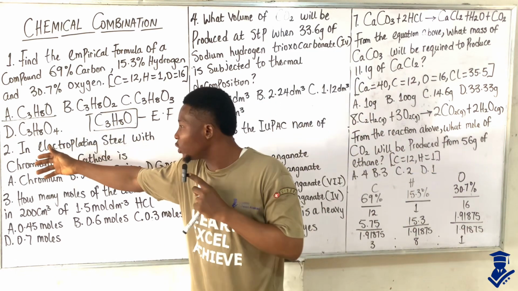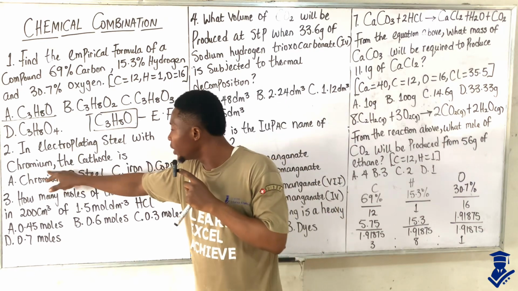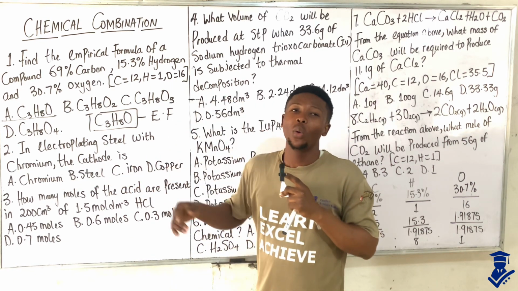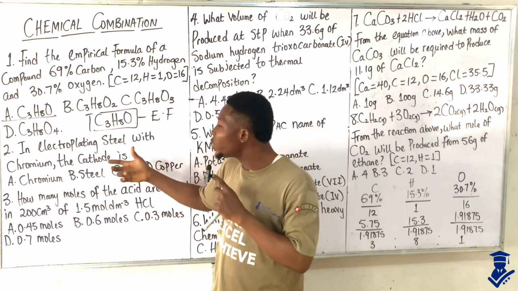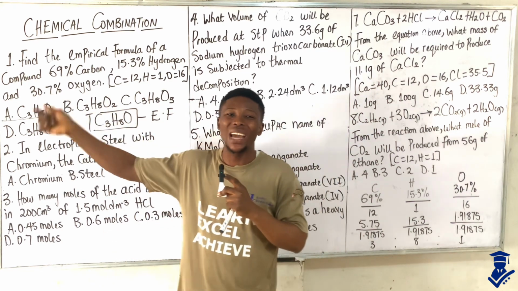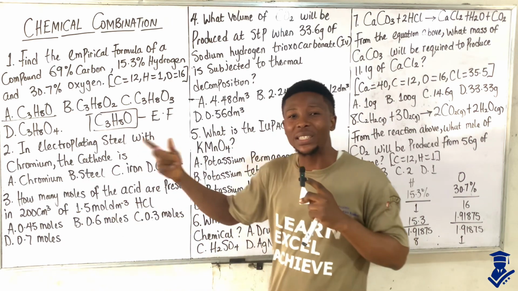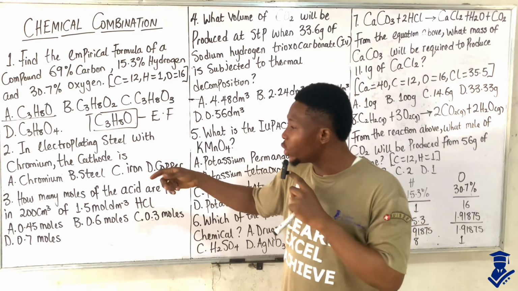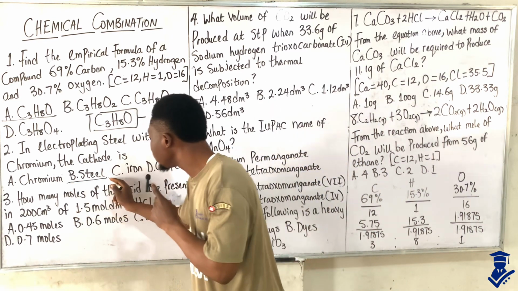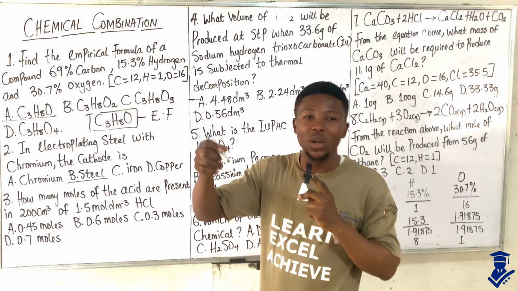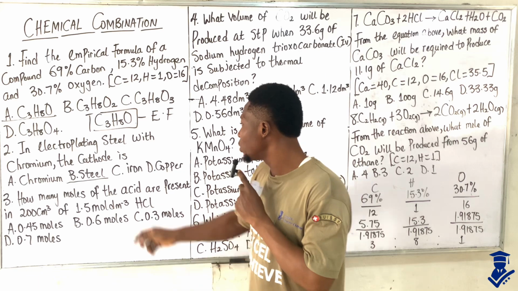Now let's solve the next question. The next question says, in electroplating steel with chromium, the cathode is... When you electroplate steel with chromium, the cathode is going to be steel, while the anode is going to be chromium. So that makes option B correct. The cathode is steel, and the anode is chromium.